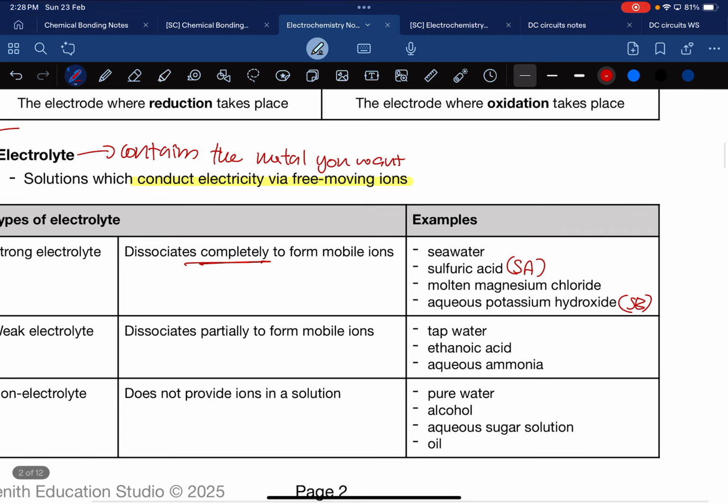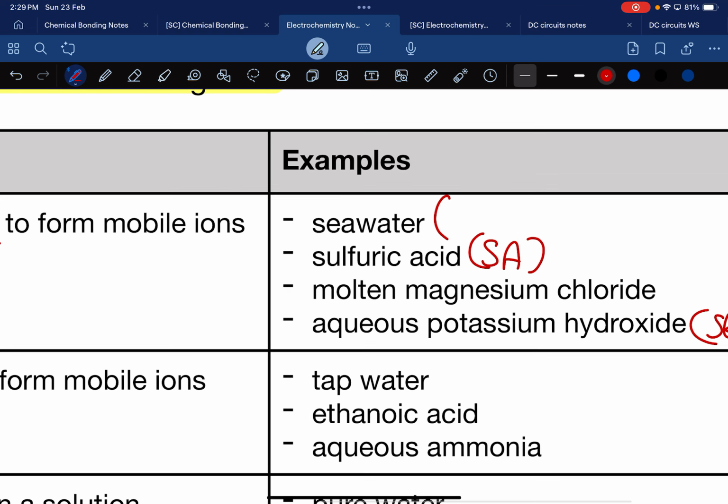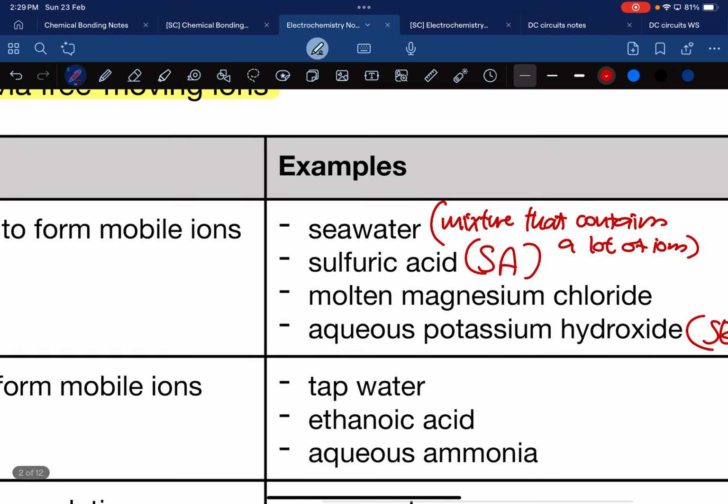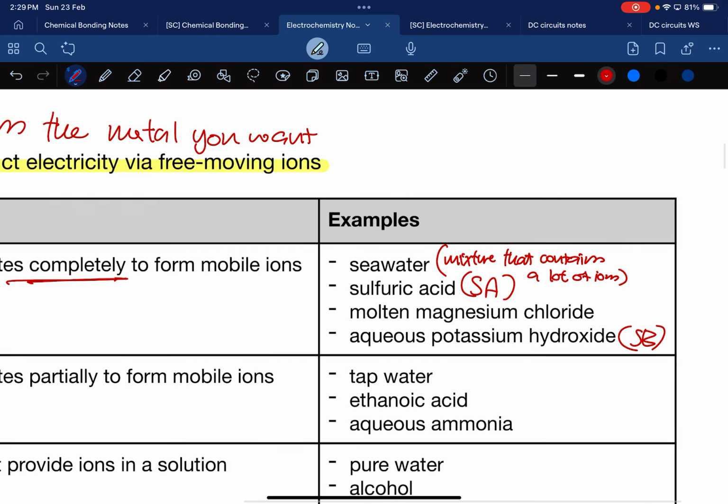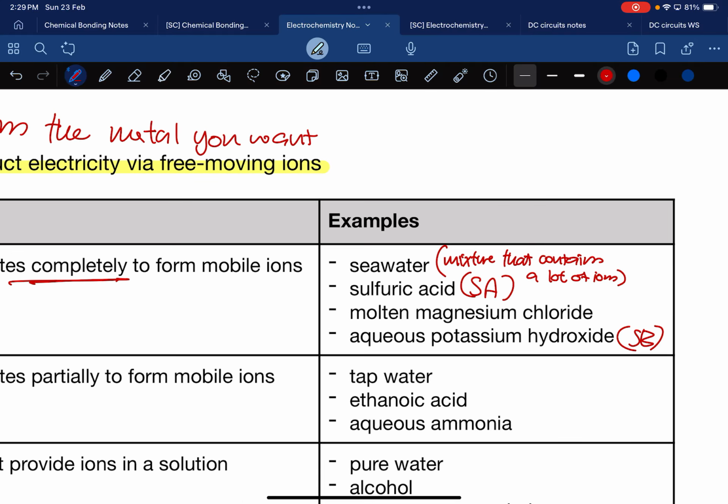Seawater is an exception. It's a mixture, but it's a mixture that contains a lot of ions. So it is very, very good as an electrolyte.